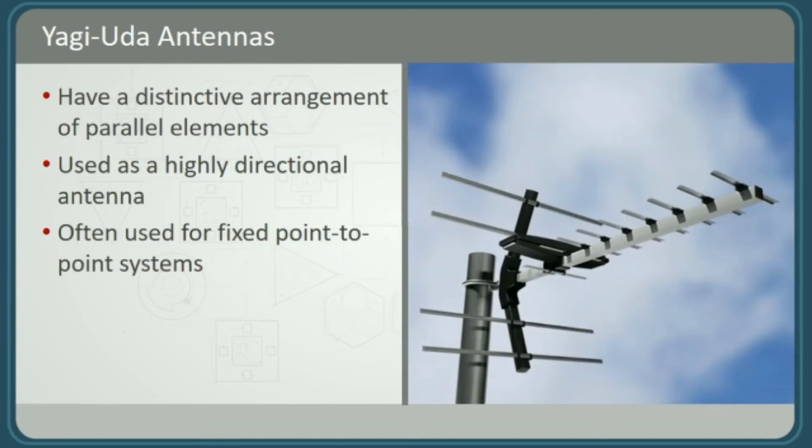Then there is the Yagi UDA antennas, sometimes just called the Yagi. They have a distinctive arrangement of parallel elements, and this is used as a highly directional antenna, often used for fixed point-to-point systems. And you may have seen this if you've ever watched a nature program where they are tracking a tagged animal. They almost always use this kind of antenna. Very focused, very directional, so it's very good at picking up on a signal once it is able to establish a connection with the specific direction of the transmission.